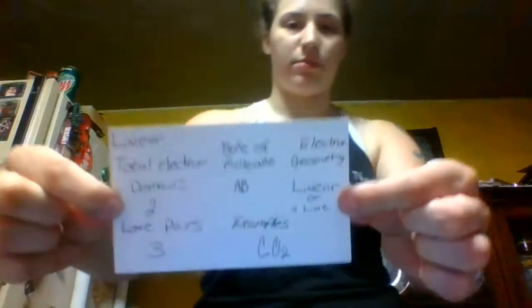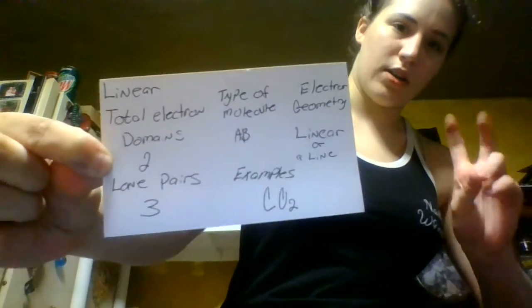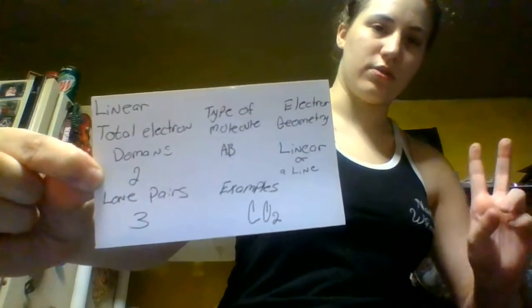So, here we go. Our first geometrical molecule is linear, excuse me. I have our little place card here. It has all of our, quote-unquote, assignment, and I will be explaining each one as I go as well. So, first, let's look at our molecule.